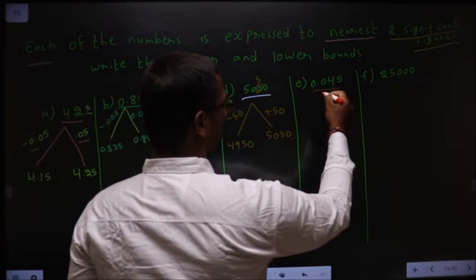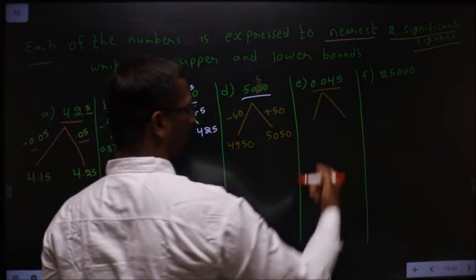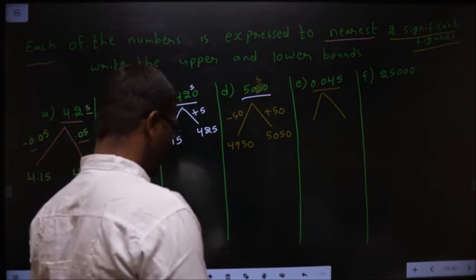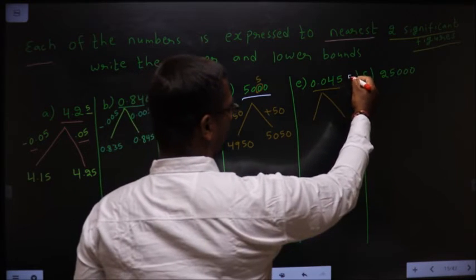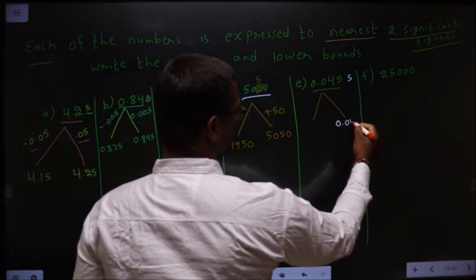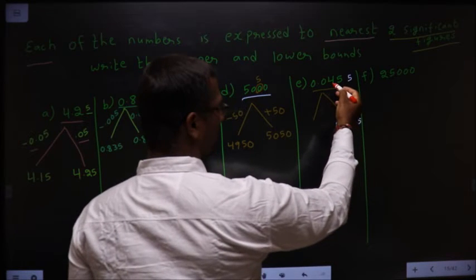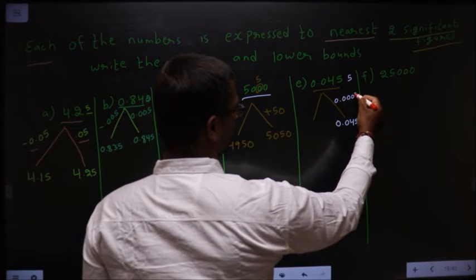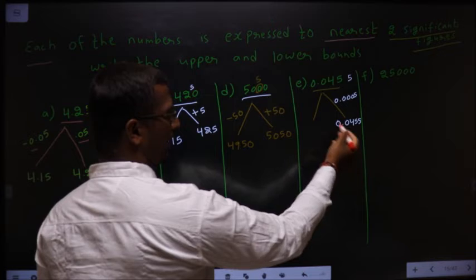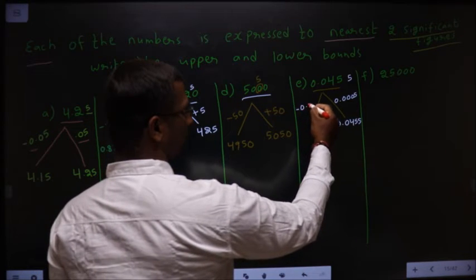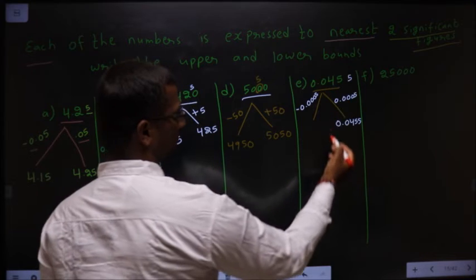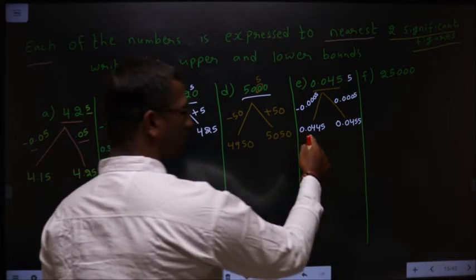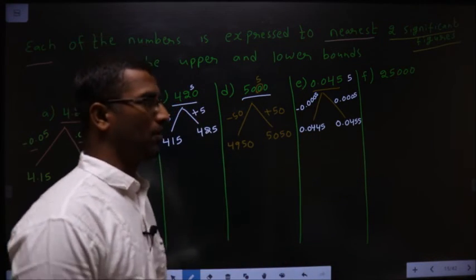So this is also rounded to two significant figures. To get the lower and upper bound, first we should make it into 3 significant figures. That could only happen if I have 5 over here. So 0.0455. So what should I add to get this? It is 0.0005. So whenever you are adding this, you should also subtract the same thing, 0.0005. So we get 0.0445. So this is the lower bound and this is the upper bound.